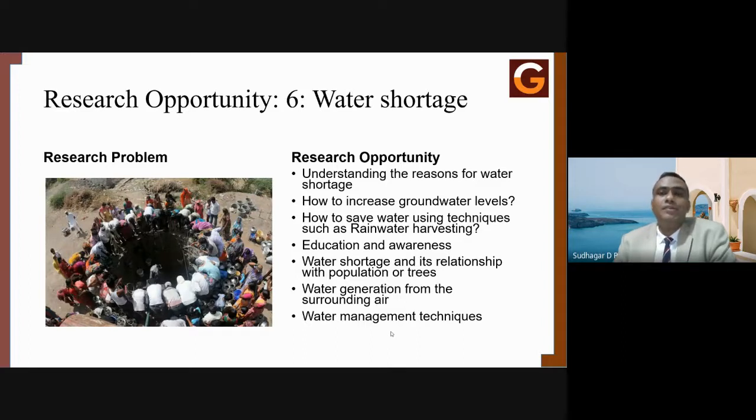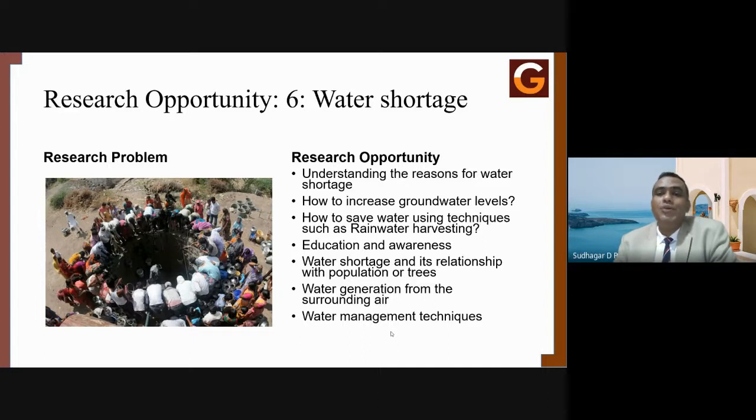Research opportunity number 6, water shortage. The water shortage in India is expected to increase. Is it possible for you to work in this area in order to understand how this water shortage can be easily tackled for the present as well as for the future? So what are the research opportunities which are available? Understanding the reasons for water shortage. It could be because of the overuse of water, or because of the increase in population, or because of the reduction of trees. It could be because of various climate-related reasons. So you can conduct research to understand why there is a water shortage.